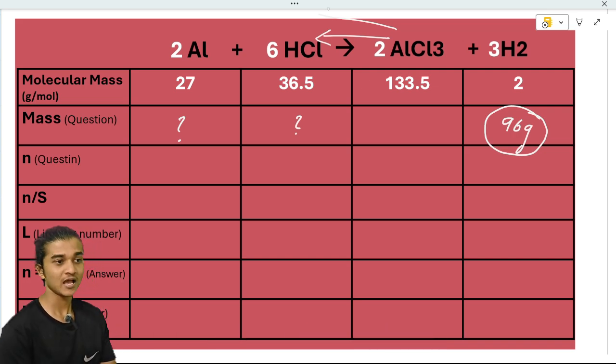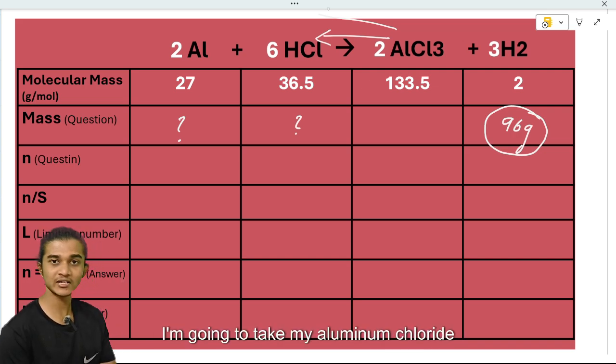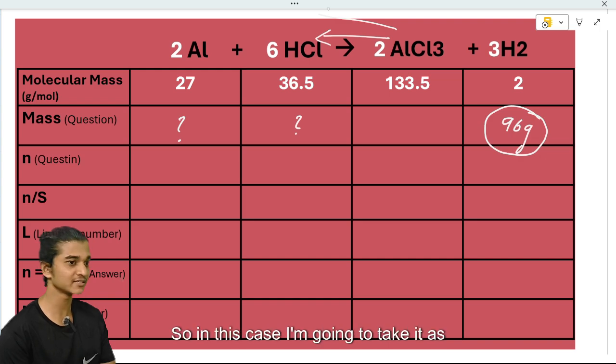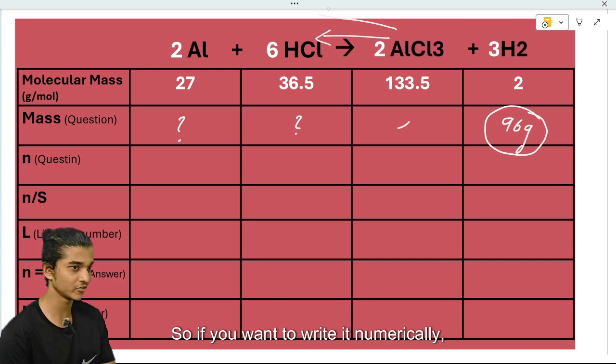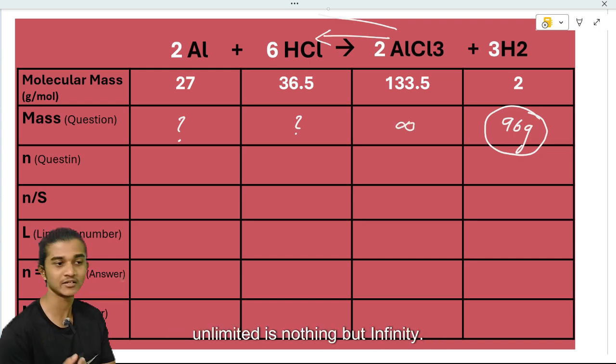Now in that case, I'm going to take my aluminum chloride amount as unlimited. So in this case, I'm going to take it as infinity. So if you want to write it numerically, unlimited is nothing but infinity.